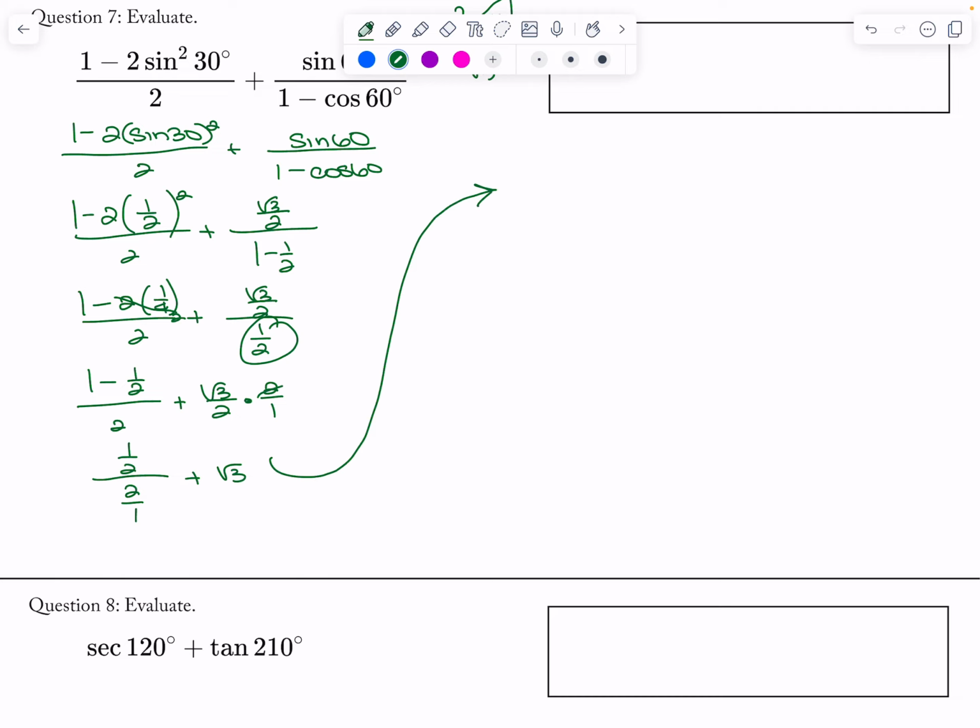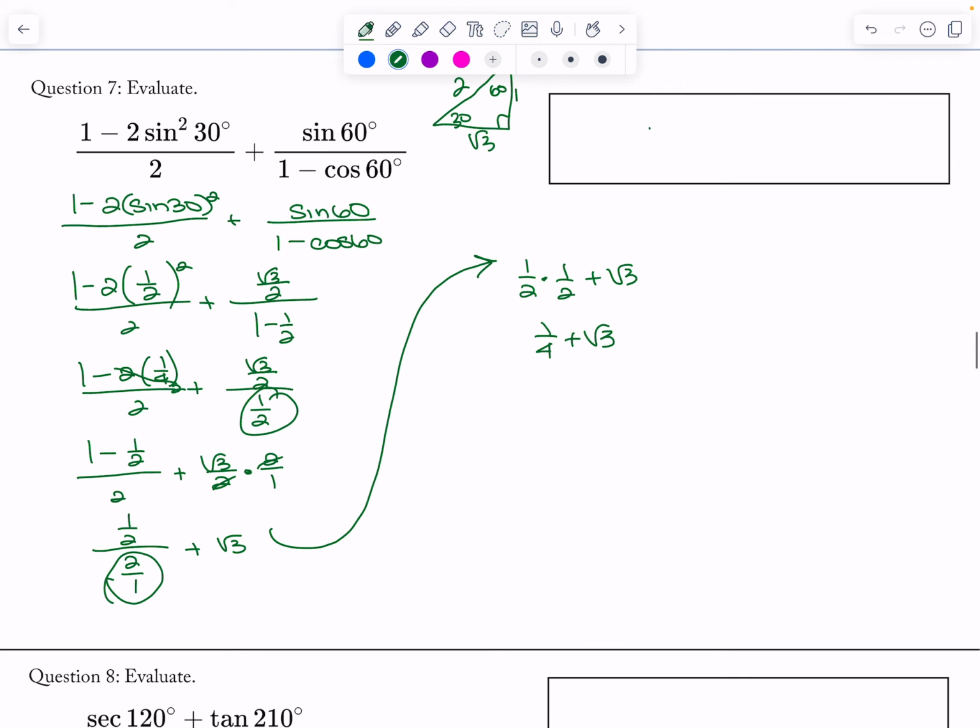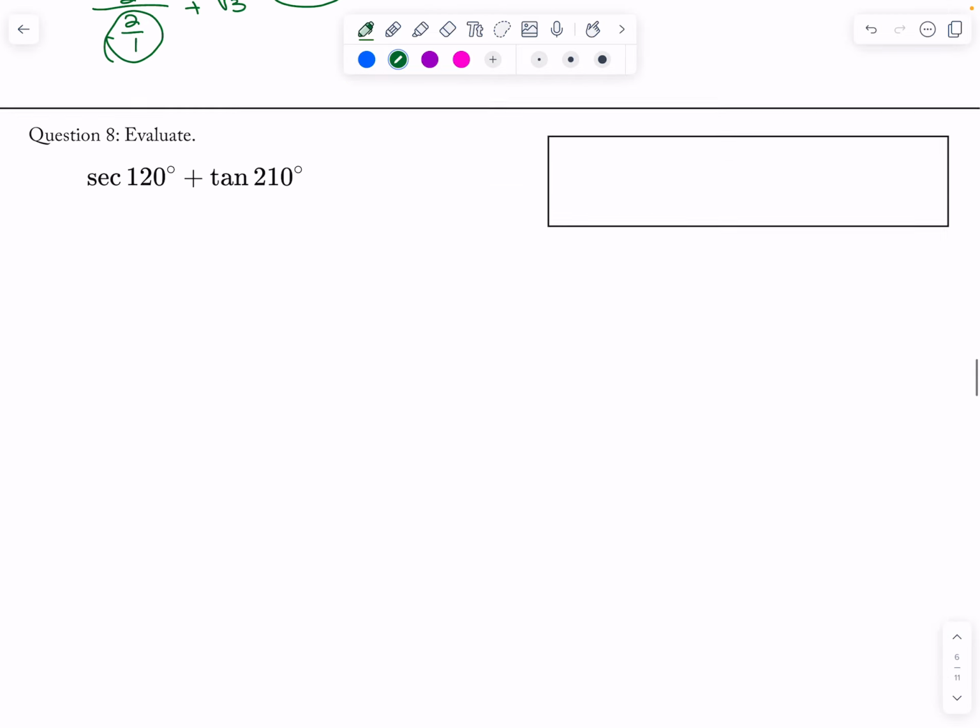So this is 1/2 divided by 2 over 1 plus root 3, because my 2's here cancel out. So I have 1/2. I'm going to invert and multiply my denominator. So 1/2 plus root 3. So this is 1/4 plus the square root of 3. And I'm okay with you leaving it like that. I don't need you to write it as one fraction, but in a future class you might have to.